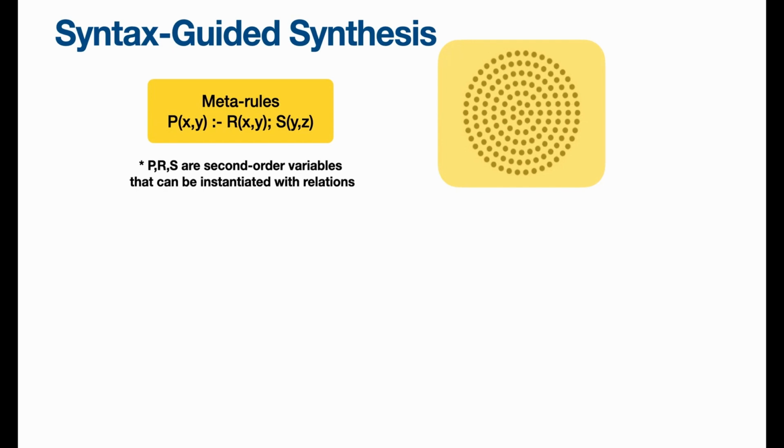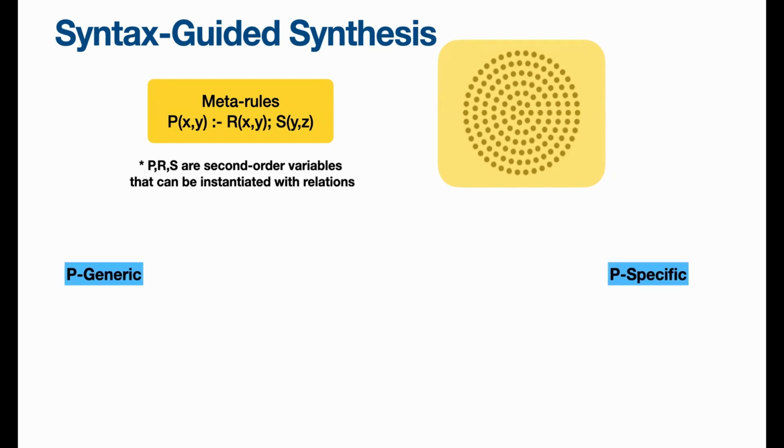So over here, these P, R, S are second order variables which are instantiated with relations. So these would be instantiated, for example, with edges or with reachable and so on. And the main idea here is to generate a large set of such candidate rules and do a syntactic search until you find the right program.